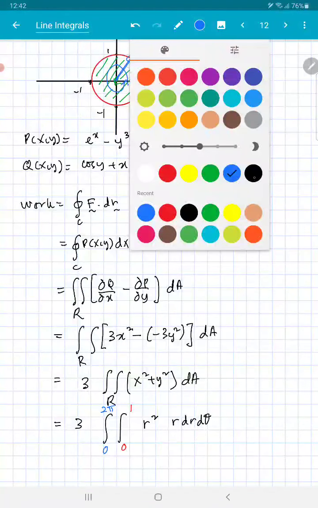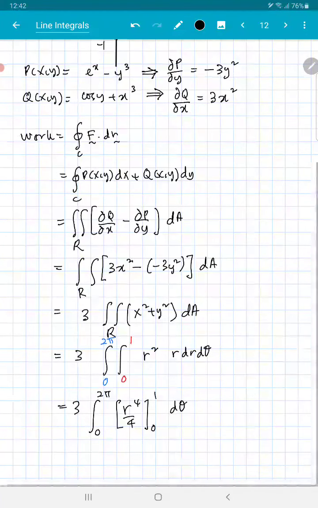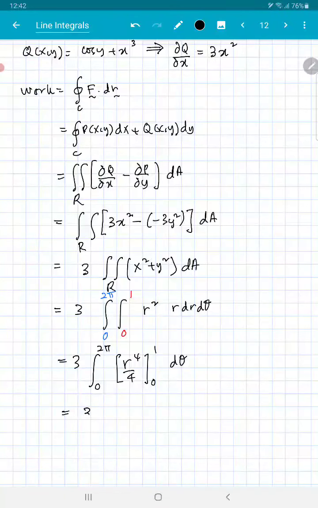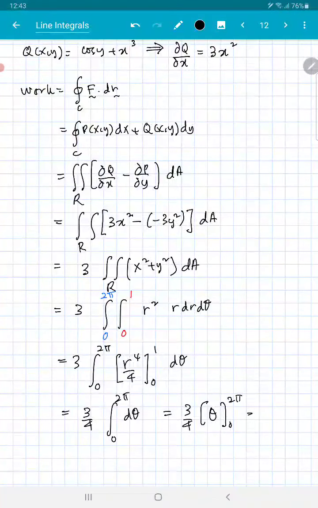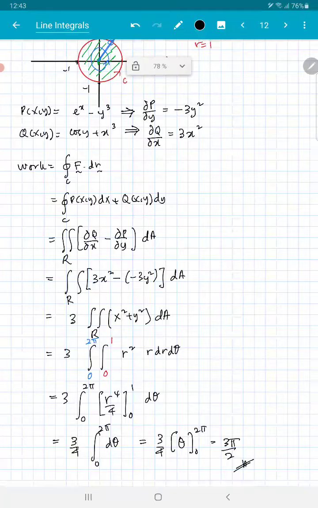Alright, so now let's evaluate this. So here we have 3. Now we're going to integrate with respect to r. So here we have r cubed. Integrate that, we get r to the power of 4 over 4, and then replace r with the upper and lower limits. That would be 1 over 4, so we have 3 over 4. And then integrate d theta from 0 to 2 pi, so we have 3 over 4 theta, 0 to 2 pi, so we get 3 pi over 2. Okay, so how easy it is instead of evaluating F dot dr.